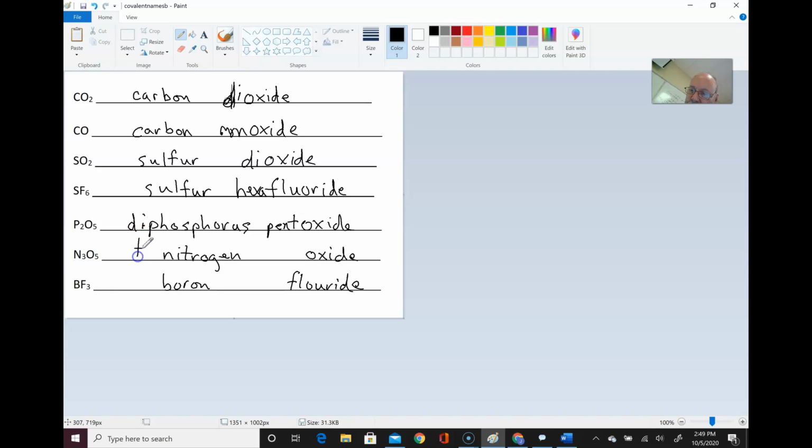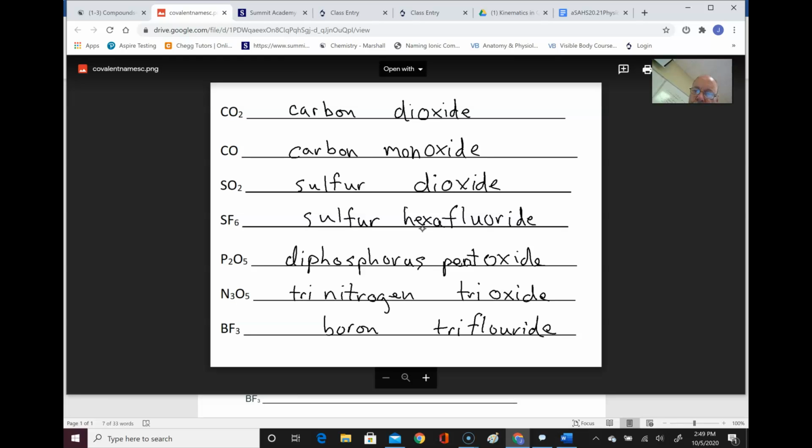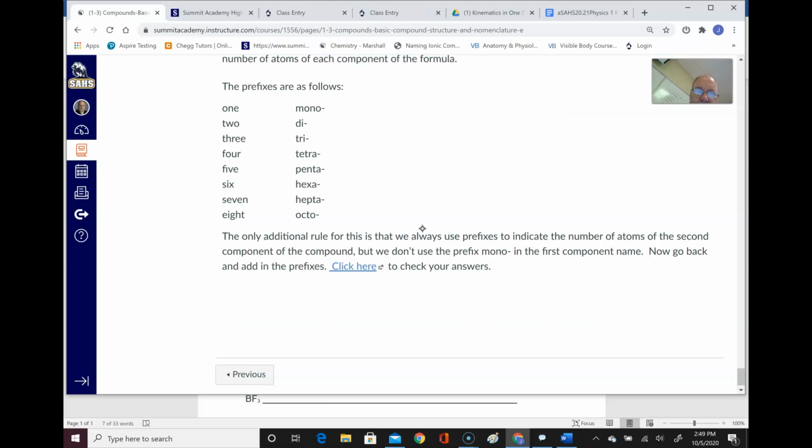And then we're going to say trinitrogen pentoxide. And then finally boron trifluoride. Okay, so pretty straightforward. Go ahead and close this. Go back to the presentation here and click the check. So make sure your answers are consistent with these. And that's the end of this video and the end of this topic.